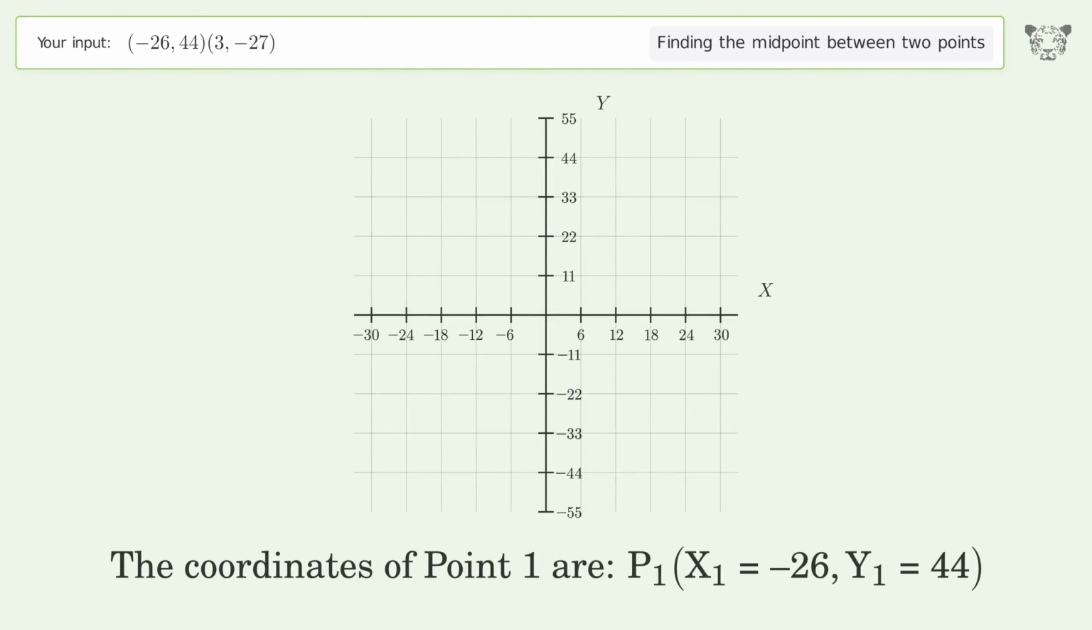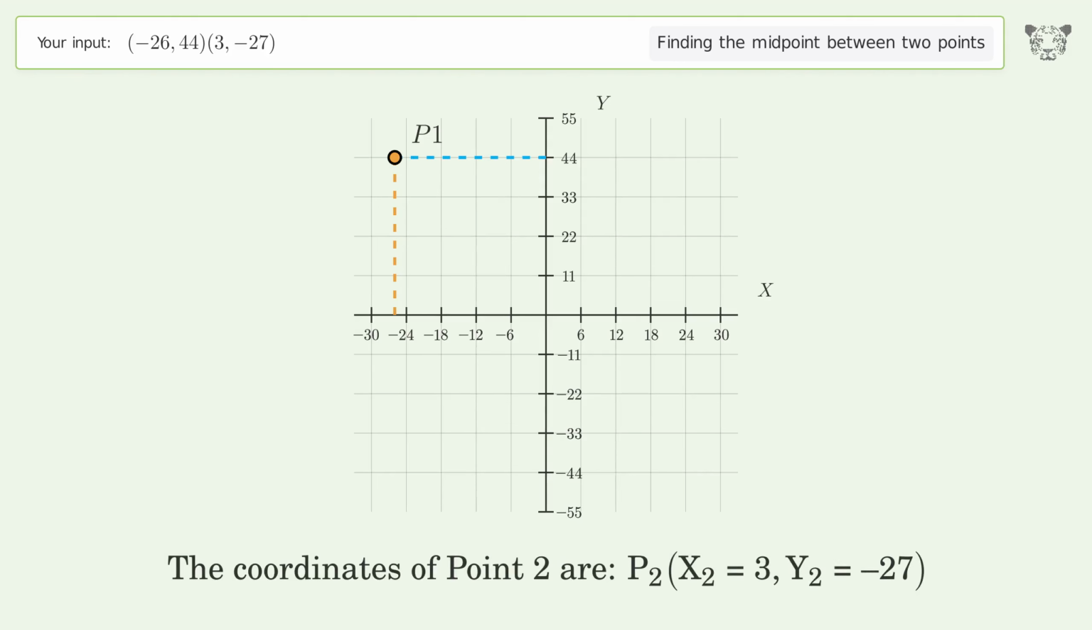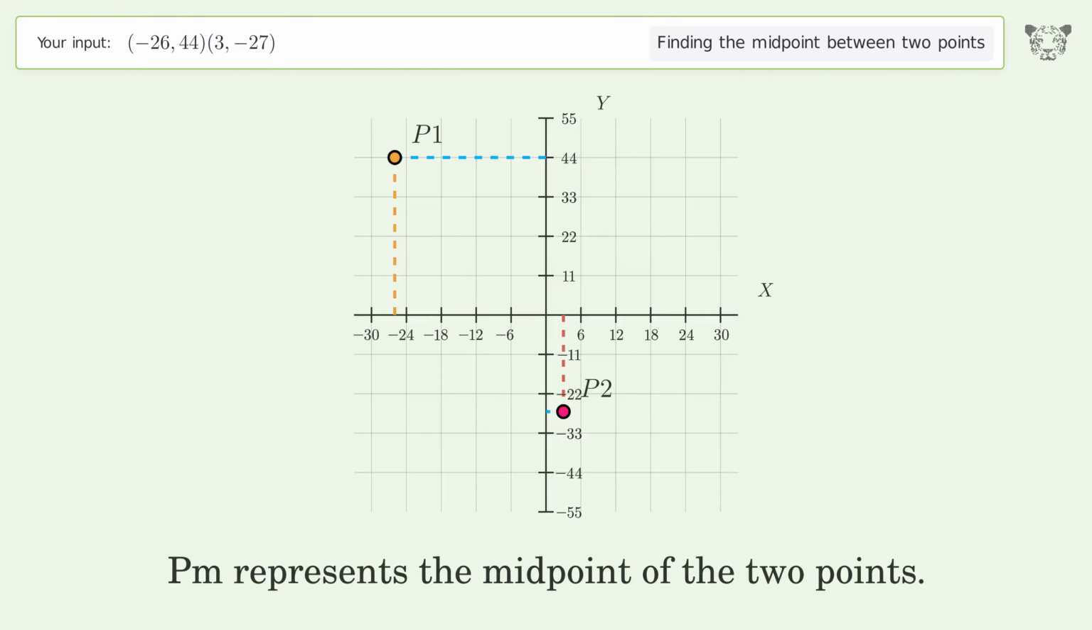The coordinates of point 1 are, x1 equals negative 26, y1 equals 44. The coordinates of point 2 are, x2 equals 3, y2 equals negative 27. PM represents the midpoint of the 2 points.